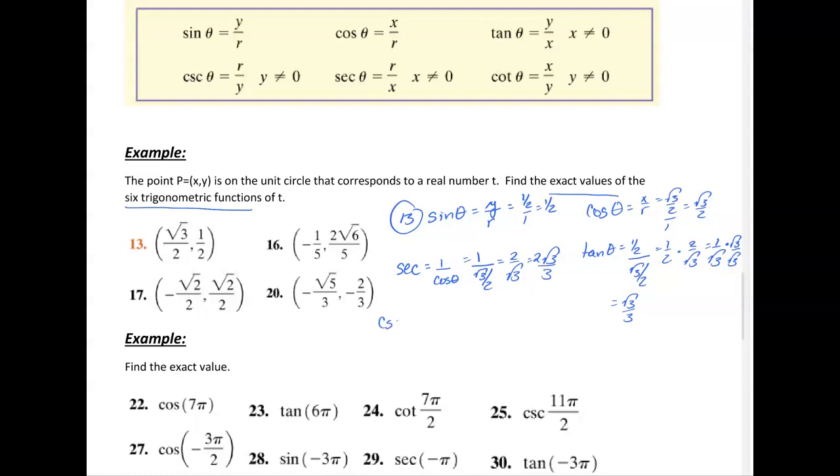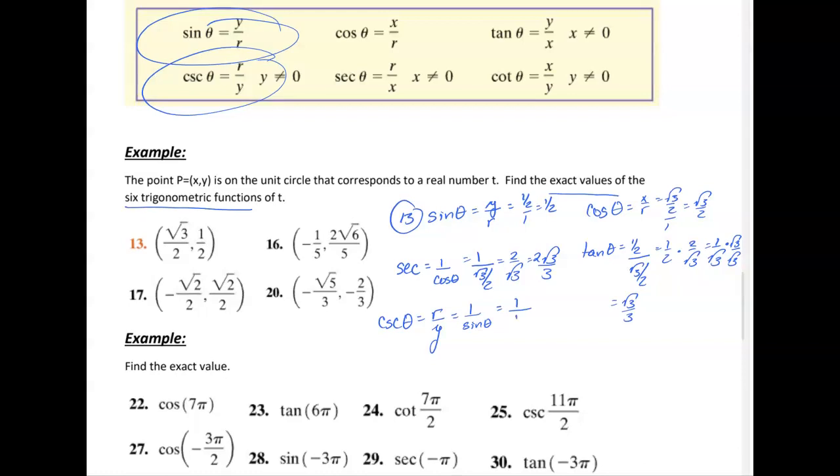Let's find cosecant. Cosecant is r divided by y. Okay, notice the relationship here. It's the same thing as 1 over the sine. So my radius is 1. My y value is 1/2. 1 divided by 1/2 is 2.